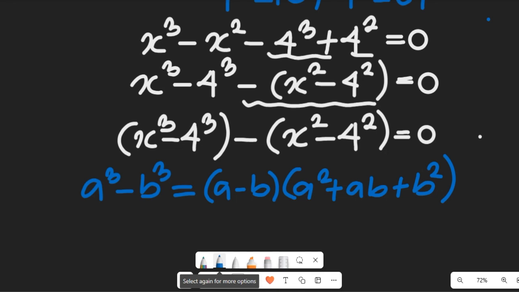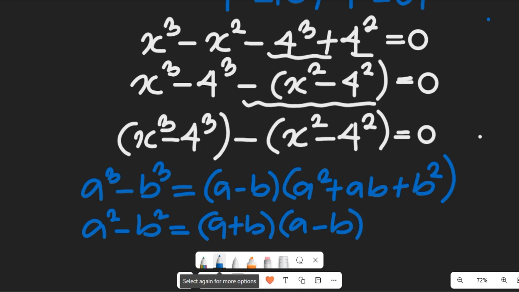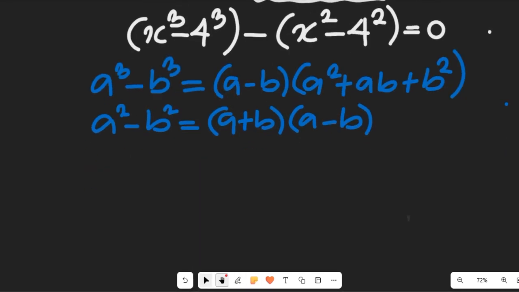Now, this other expression is going to be a difference of two squares. So we'll have a square minus b square. That's the difference of two squares. And that is going to give me a plus b and then a minus b. Now, let's use this expression to simplify the expression above.